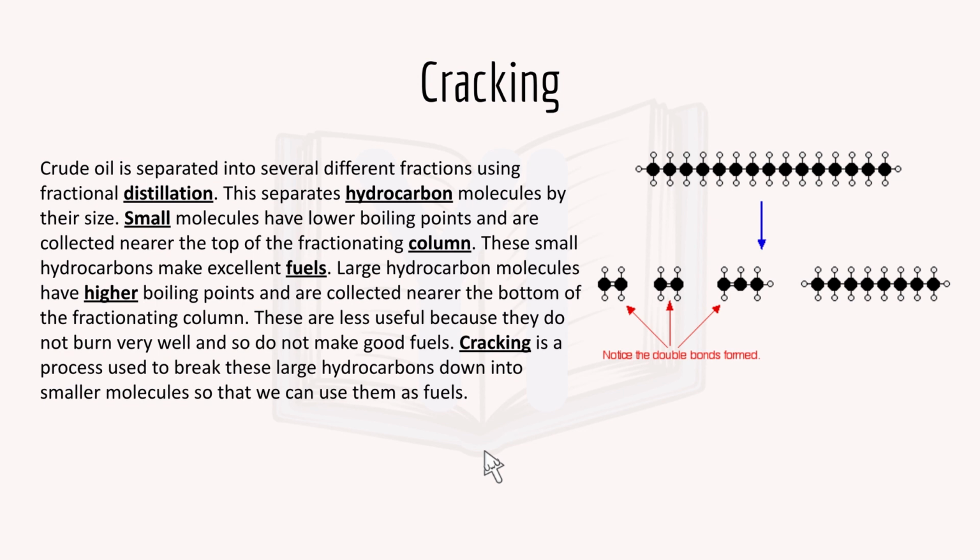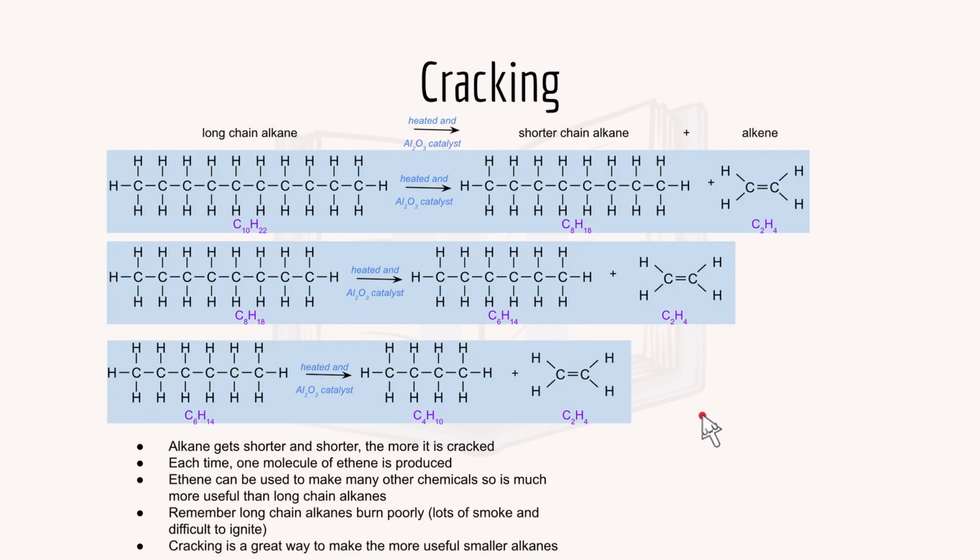So cracking is a process to use to break these large hydrocarbons down into smaller molecules so that we can use them as a fuel. Let's see cracking over here. Then we have more cracking. You can see long chain alkane into shorter chain alkane and alkene, heating and an aluminum oxide as catalyst. So you can have a read.